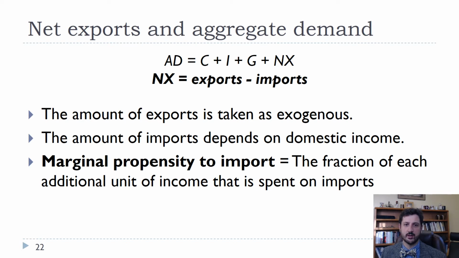Imports, we're going to model as how much we spend on imports. So what's our marginal propensity to import? We're just going to call that little m. And so little m times Y is how much we spend on imports. So for the United States, imports are approximately 0.16 of GDP, about 16%.